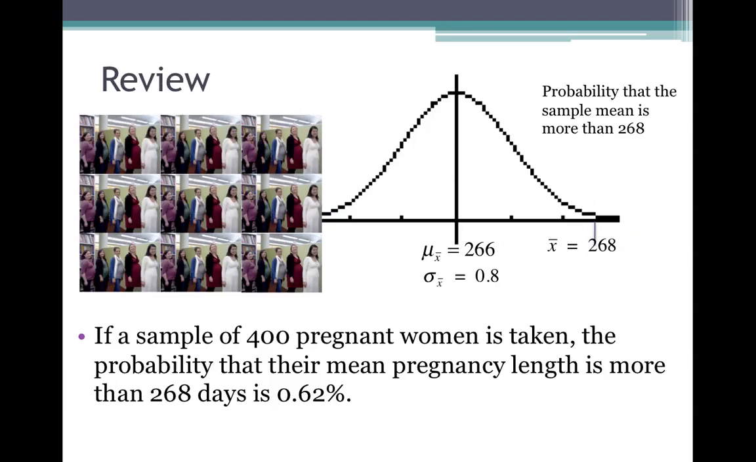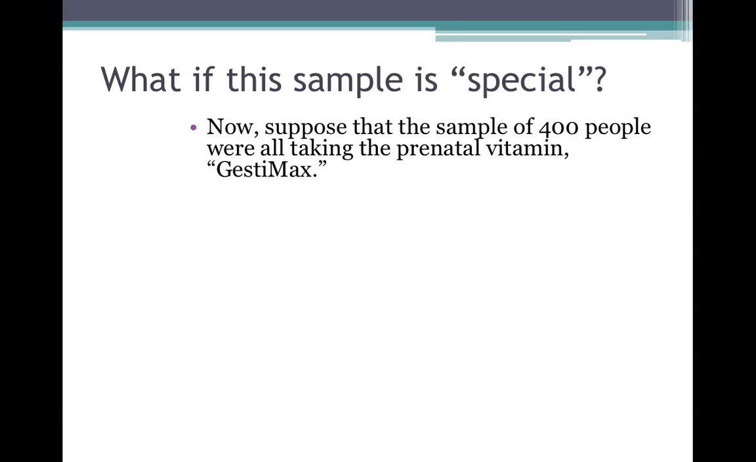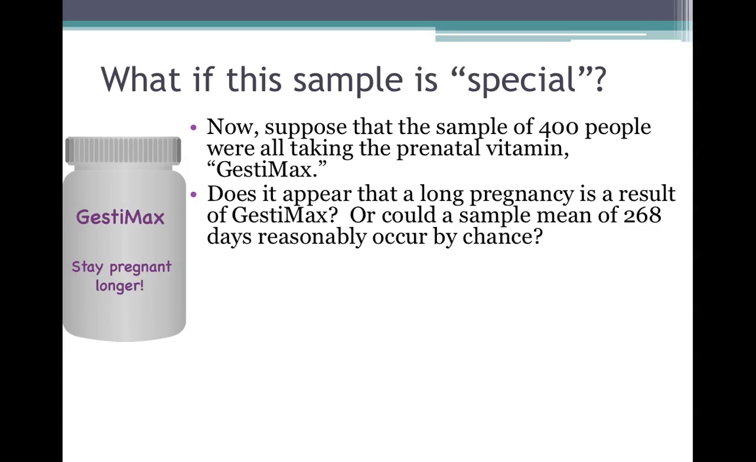So, keeping that in mind, what if this sample is special? Let's suppose that instead of those 400 women being randomly selected, all of them were taking a prenatal vitamin called Gestimax. This is a made-up vitamin. Gestimax, stay pregnant longer. So this is a totally made-up thing, but let's suppose that all 400 women were doing this. Does it appear that a long pregnancy is a result of Gestimax? Or could a sample mean of 268 days reasonably occur by chance?